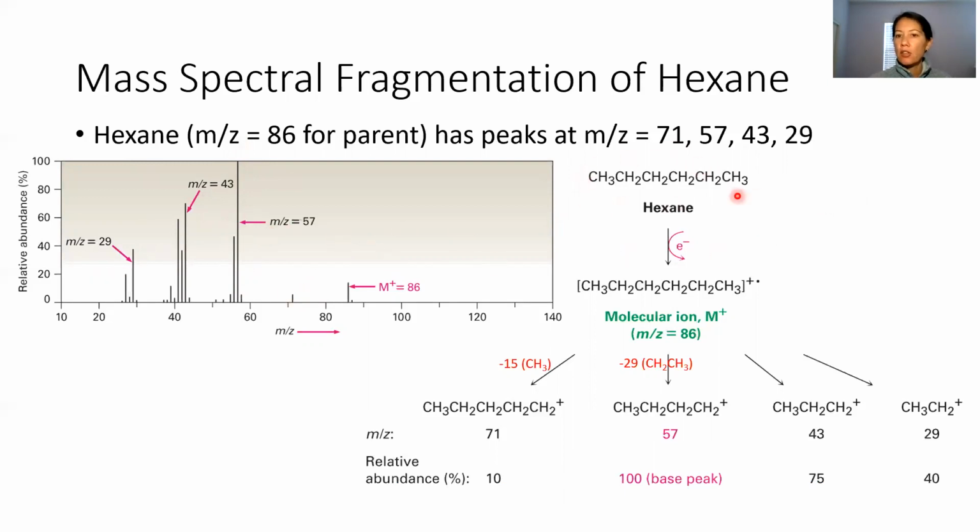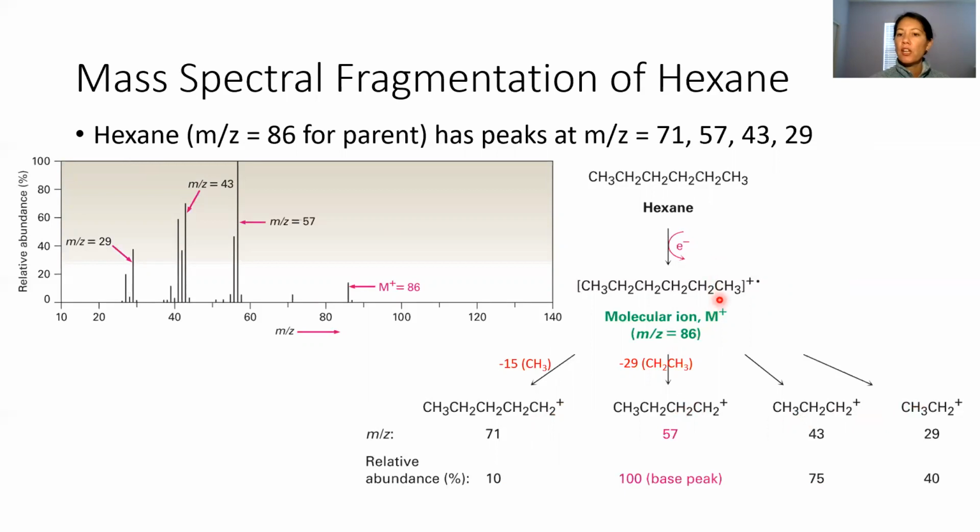So hexane has 6 carbons in a chain. This is normal hexane. After we generate the cation radical, we have M plus 86. M over Z, or your mass, is 86. How do I get these other masses? This is what you need to think about. What can happen to this?